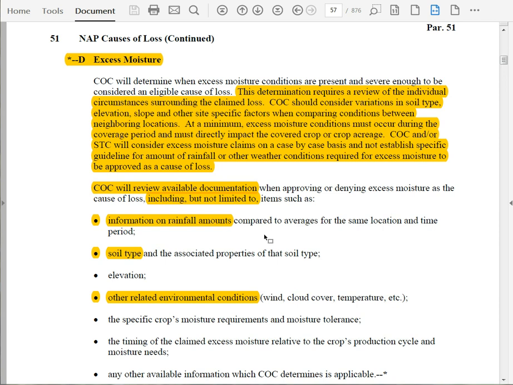It is important to note that approval of excess moisture claims cannot be delegated to the CED, unlike other causes of loss.